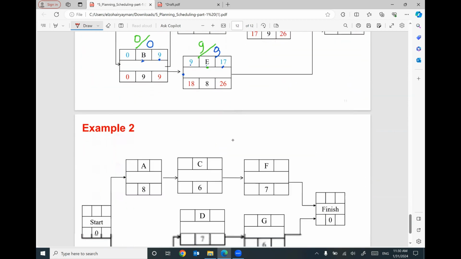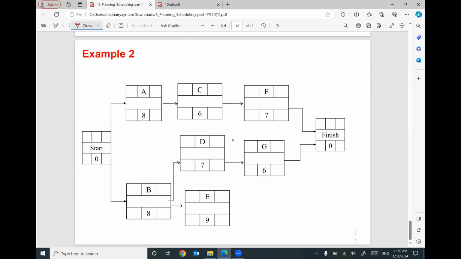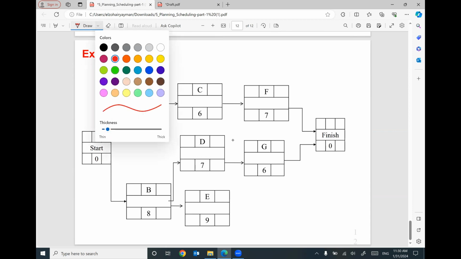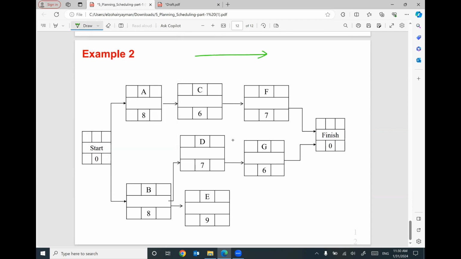Let's do one more example. I will start it from scratch. So let's start with the forward pass. For the start, 0 plus 0 equals 0. This 0 will be the same here and will be the same here for activity A and B, because A and B are the starting activities of the project. For activity A, 0 plus 8 will be 8. For activity B, 0 plus 8 will be 8.